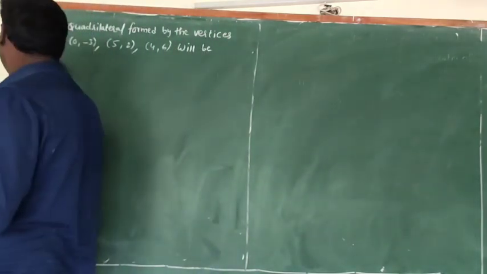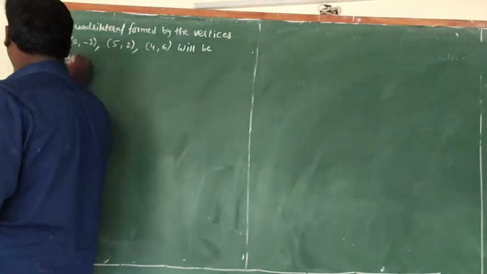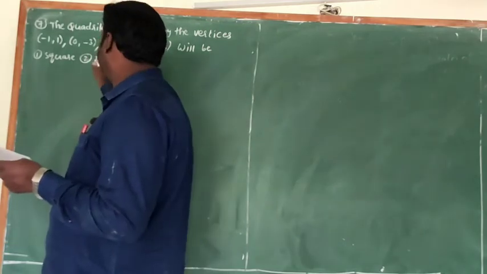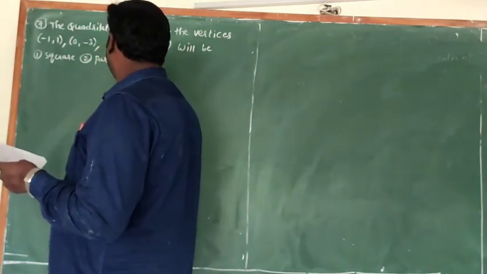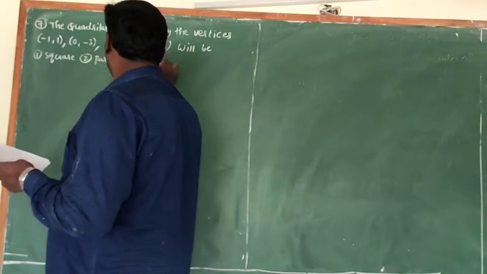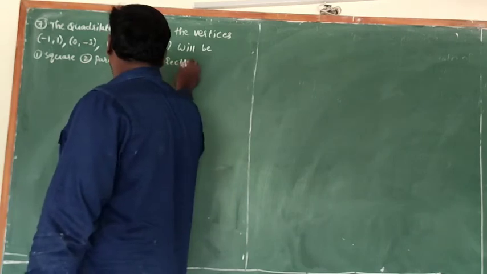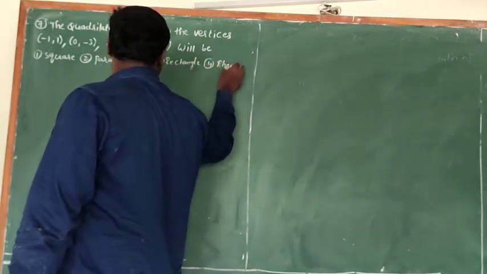First option, square. Second option, parallelogram. Third option, rectangle. Fourth option, rhombus.